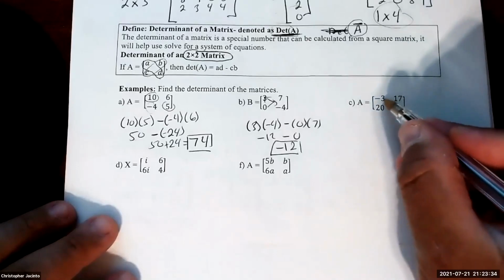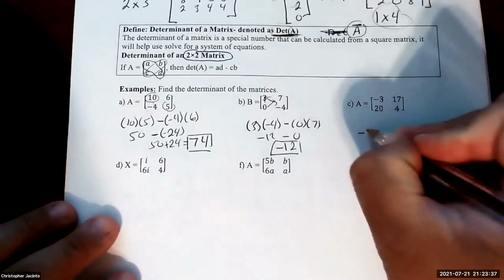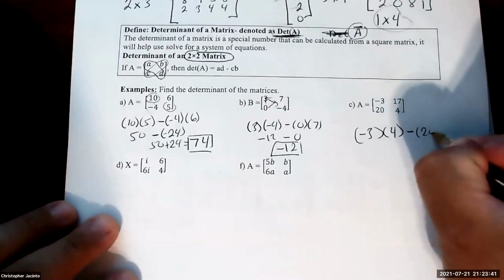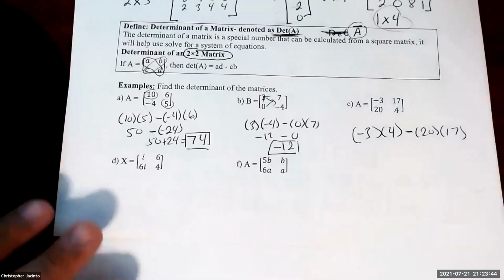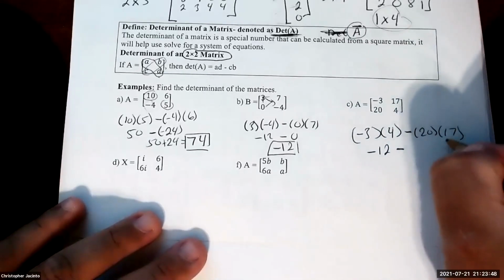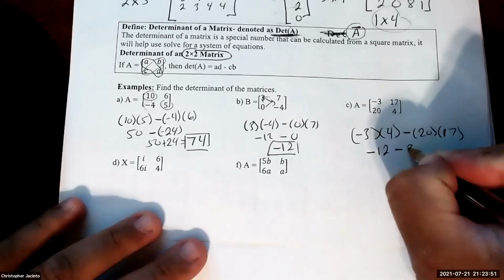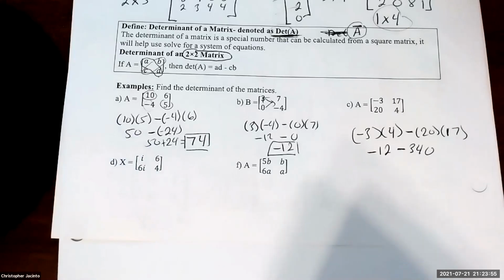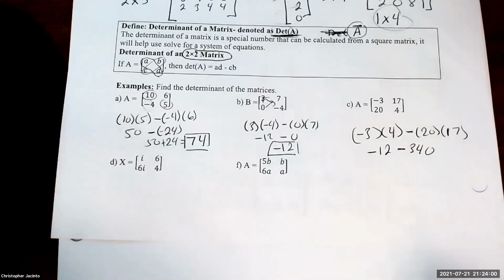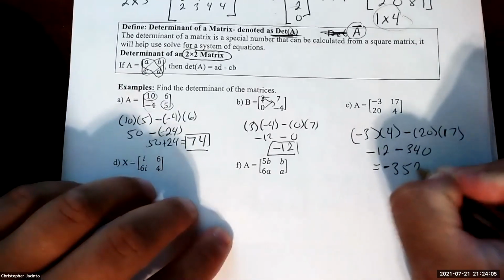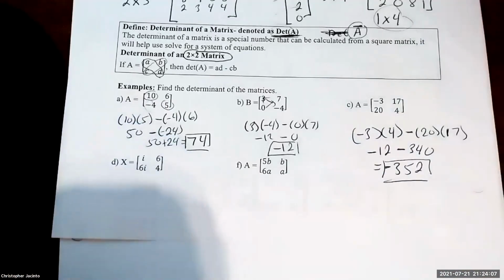Right. Next one. So same thing. -3 times 4 minus 20 times 17. So this is going to be -12 minus, what is that? 34? Is that 340? I think. Yeah, 340. And then subtract. So -352. There we go.